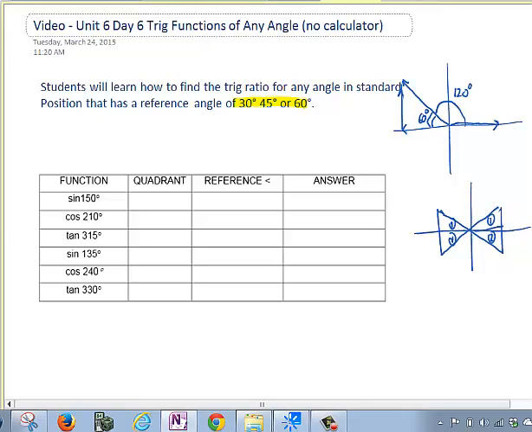So you have to be very careful in finding those reference triangles, and you have to remember that based on the angle I give you, you know where 0, 90, 180 degrees, 270 degrees, and 360 would be. So let's start off. We'll do the first one. We'll do the sine of 150 degrees.